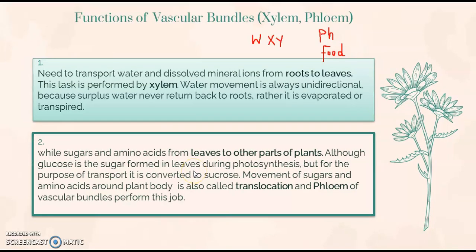And also there is a way by which you can remember what is transported by xylem and what is transported by phloem. For example, in the alphabets of English, when you say A, B, C, D, and then you reach W and then X, Y. So here you can state that water, W, is transported by XY, which is xylem. So when you reach W, X, Y, water is always transported by xylem.